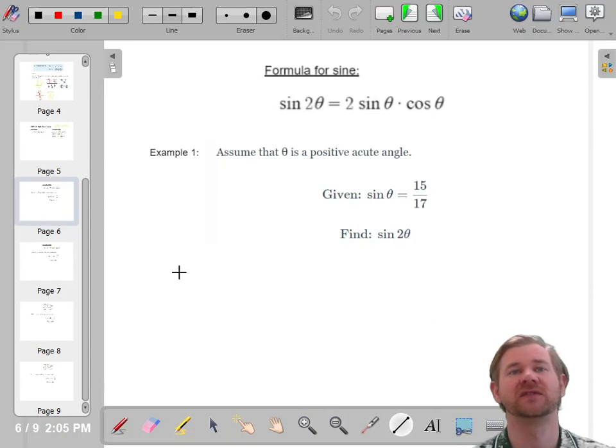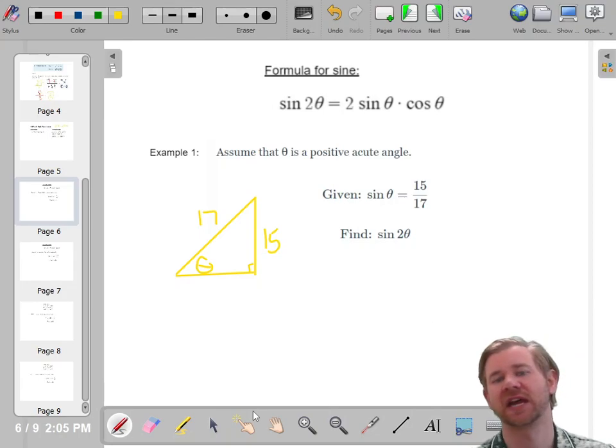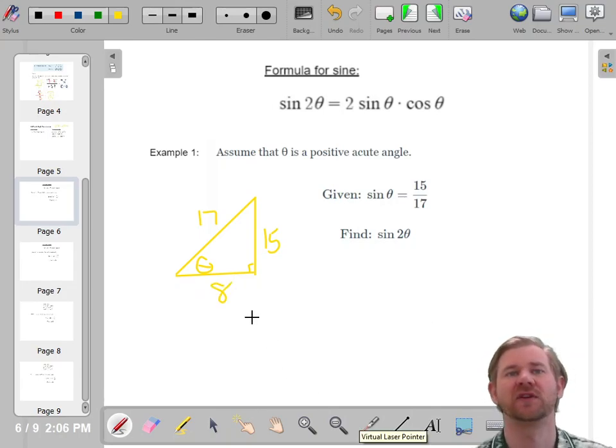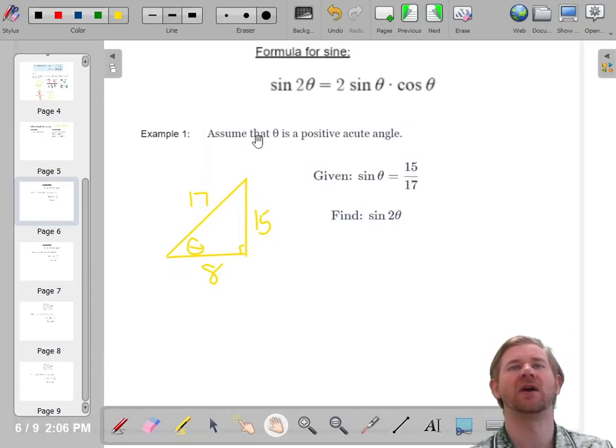So we're going to do pretty much the same thing we've been doing, where it says the sine of theta is 15 over 17. So I'll draw a helper triangle, and I will call this angle theta. That's supposed to be 90. This is 15 over 17. And this is a Pythagorean triple. I remember this is 8, 15, 17. You can do the Pythagorean theorem if you're not sure. Okay? Now I'm going to use the formula.